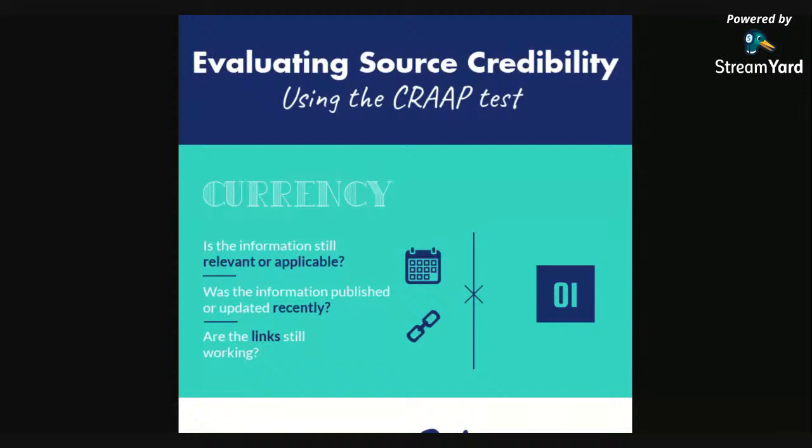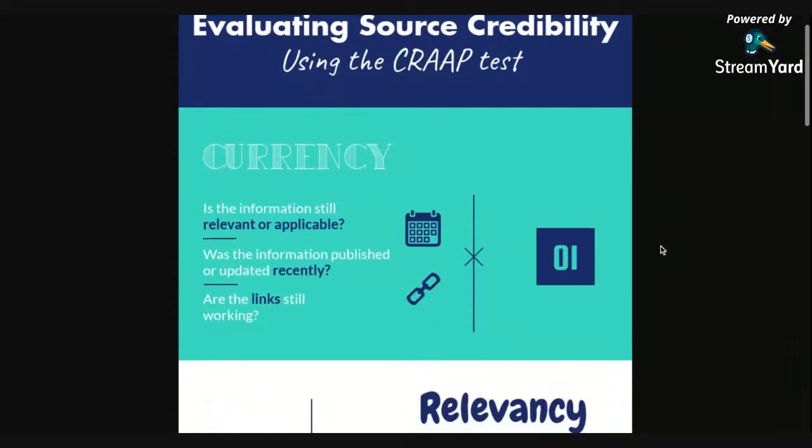All right, so evaluating source credibility using the CRAAP test. This is an easy way to remember how to judge if a source is good for you to use or if it's just junk and you need to not even waste your time and move on. So the first thing, again, we'll start with the C. You recognize this, I imagine, from your previous notes.